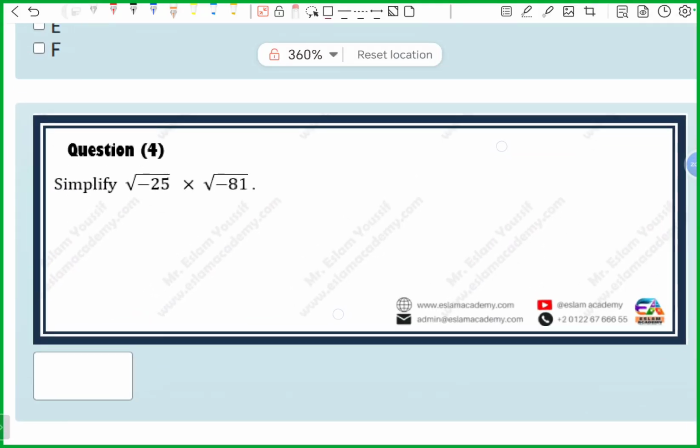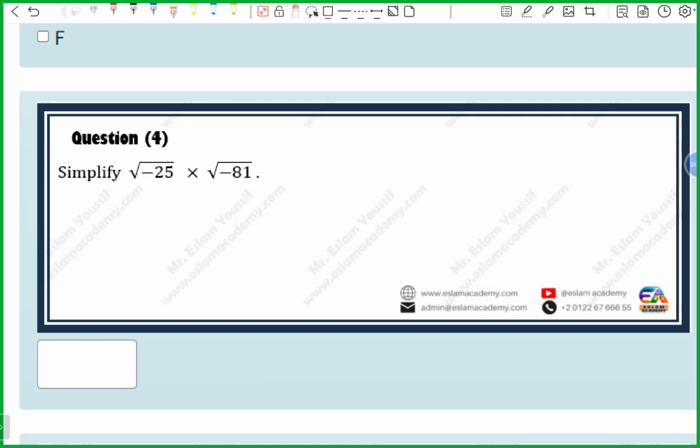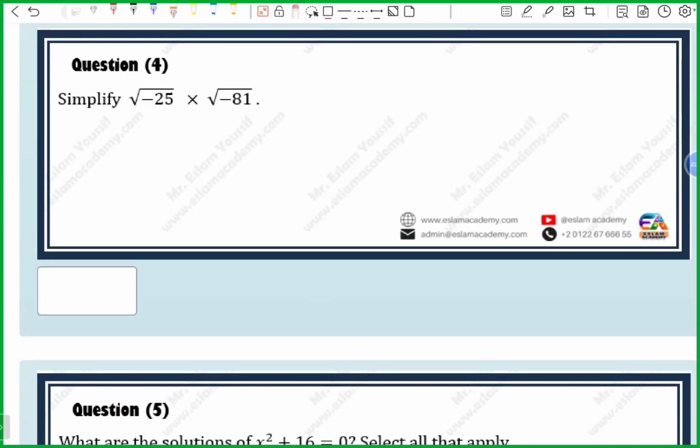Now with the imaginary number or the complex number. Can you find the product of the square root of -25 times the square root of -81? We can't find the square root of -25, so we imagine that there is a solution.